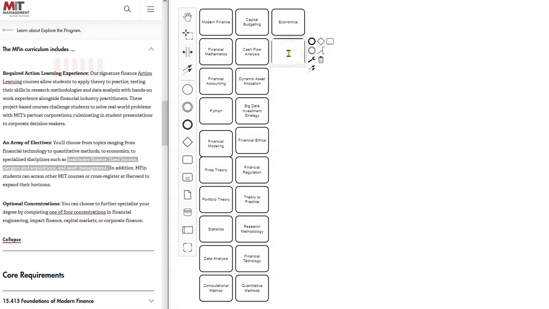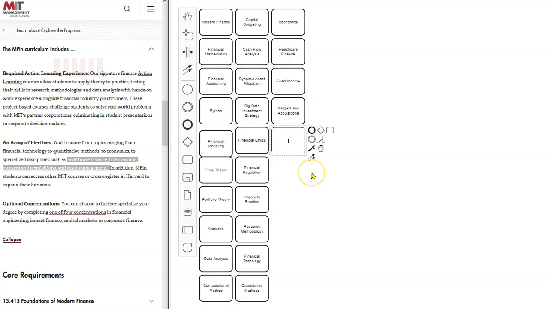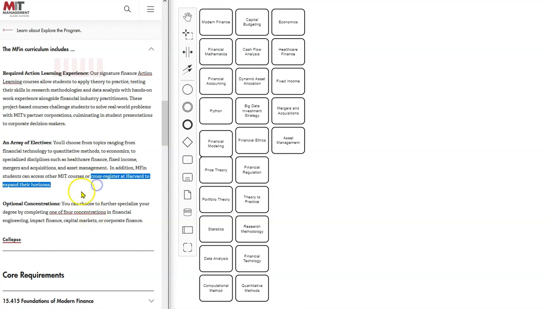And then certain type of finance, we'll do healthcare finance, fixed income, mergers and acquisitions. They always keep them together. And then asset management. So if I say asset management, you say asset management. In addition, the degree can access other courses, cross-register at Harvard. That's cool.